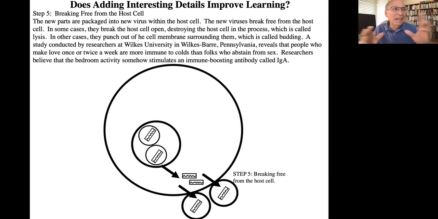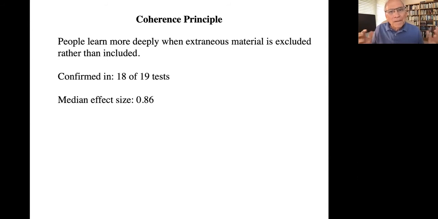The purpose of adding this material traditionally has been to try and increase motivation and interest. But what happens is when you add material like that, it actually depresses performance on a transfer test, and people are less able to use what they've learned about infection to solve new problems. So the coherence principle says people learn more deeply when extraneous material is excluded rather than included.